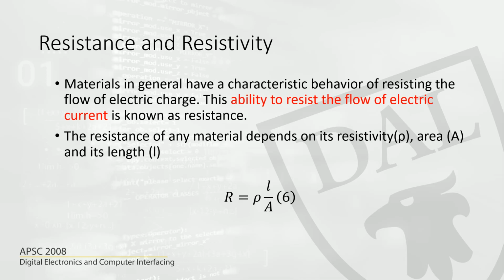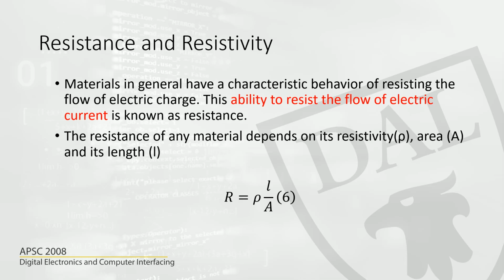In one of our previous sessions, we talked about different types of materials and how we classify them into conductors, semiconductors, and insulators based on their conductivity. So now we are going to talk about something that's exactly opposite to conductivity, which is called resistivity. Materials in general have a characteristic behavior of resisting the flow of electric charge, and this ability to resist the flow of electric current is known as resistance.